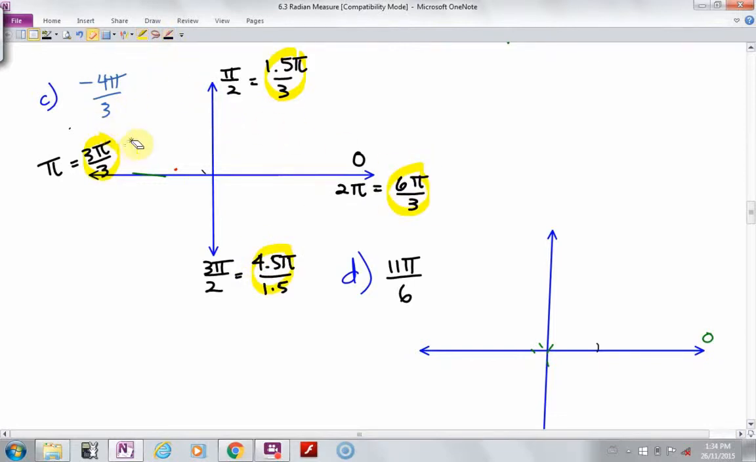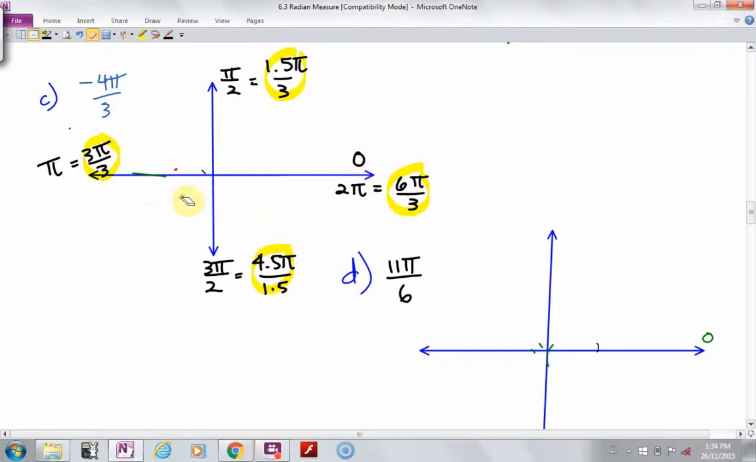3. Now, of course, negative makes it a little trickier. Negative means that it's going in this direction. So if I'm going in this direction, which quadrant am I going to end up in if I turn negative 4 pi by 3 times? Which quadrant will I end up in? Where will my terminal arm be? Quadrant 3 here?